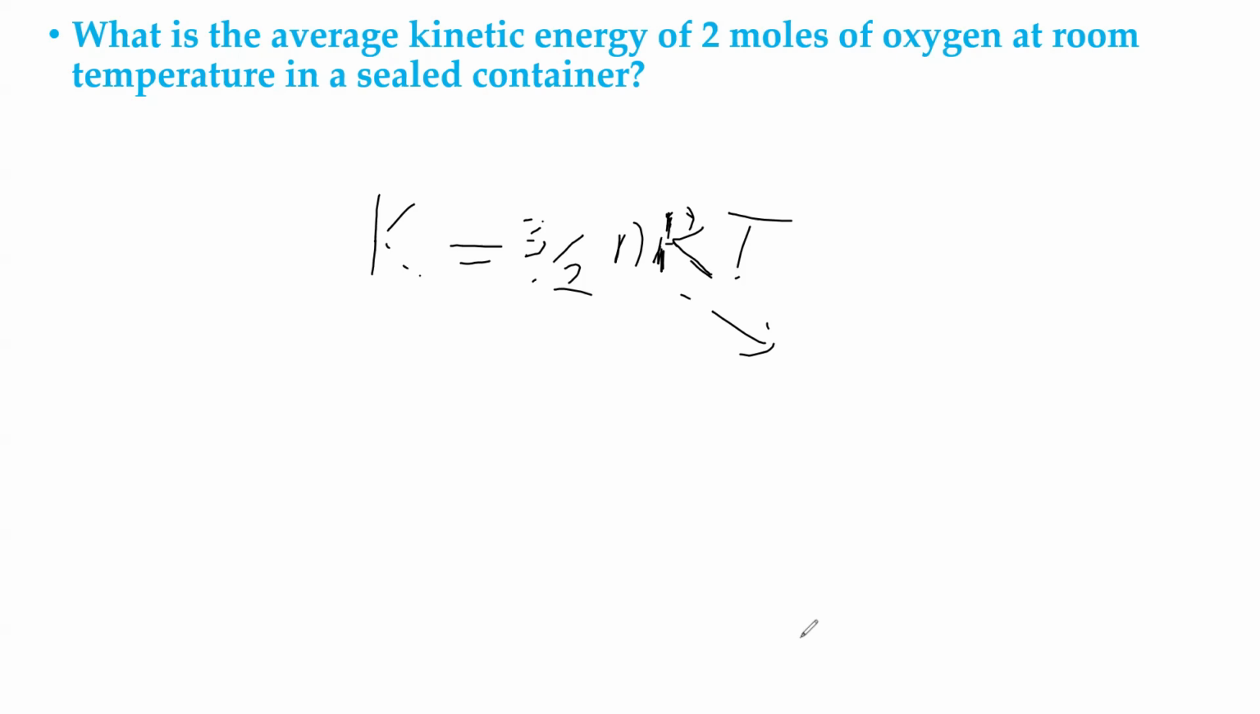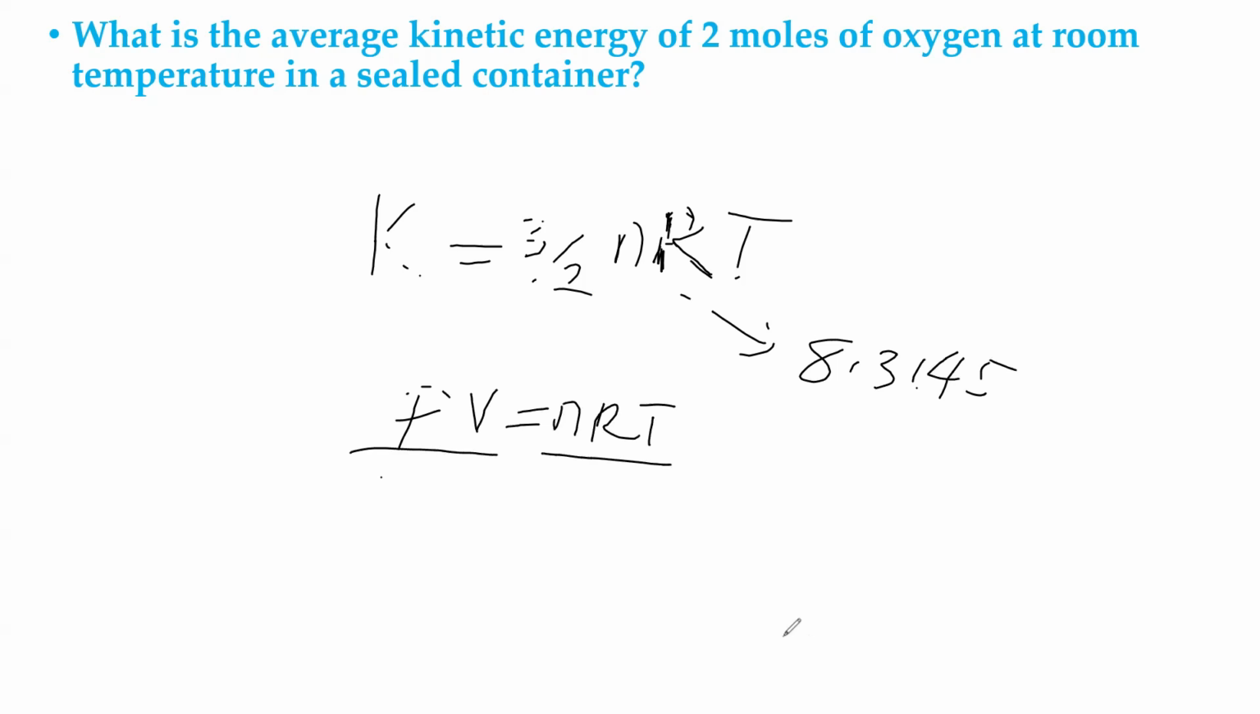The R is the universal gas constant, which is always equal to 8.3145. But of course, it has a unit. And how are we going to get the unit? Remember, we have PV equals nRT. So we can actually make R the subject of the formula.